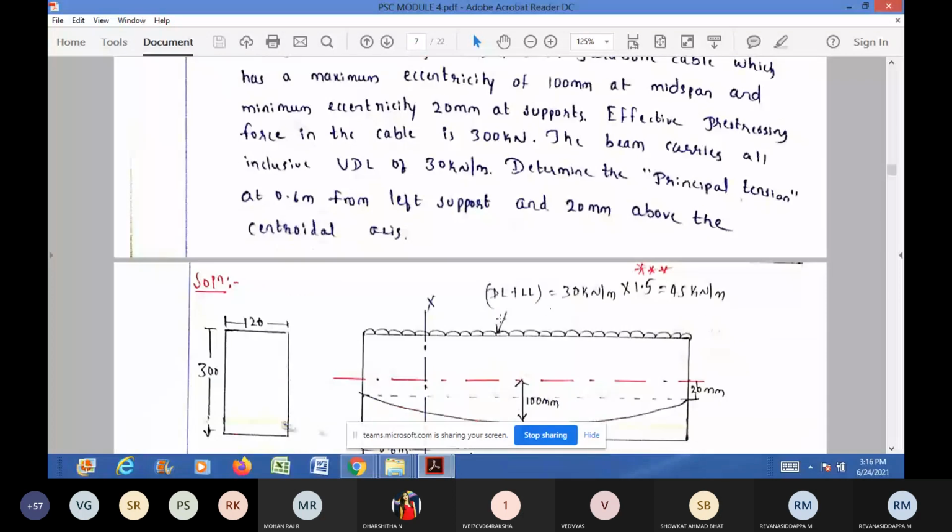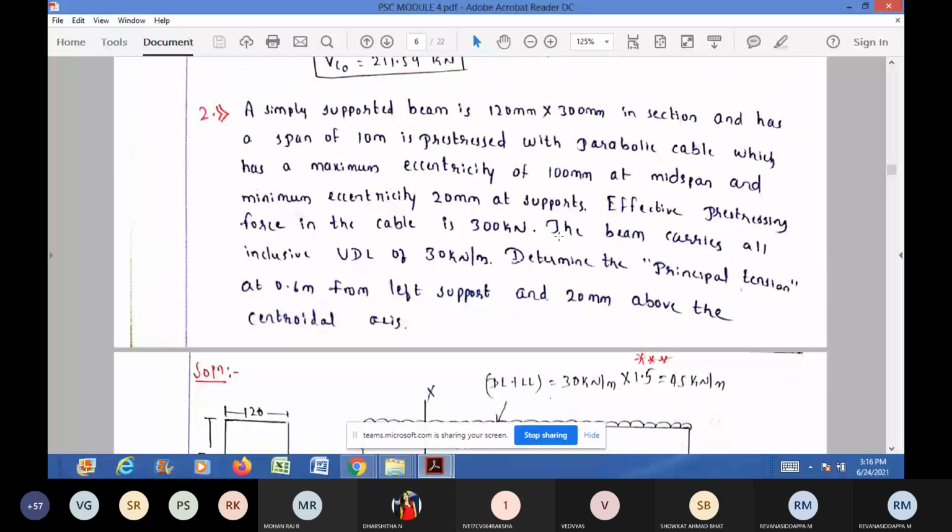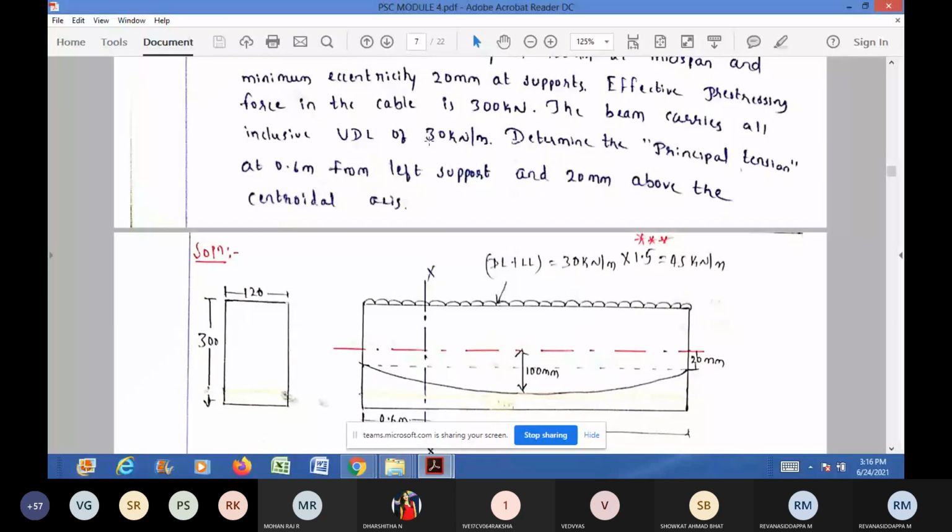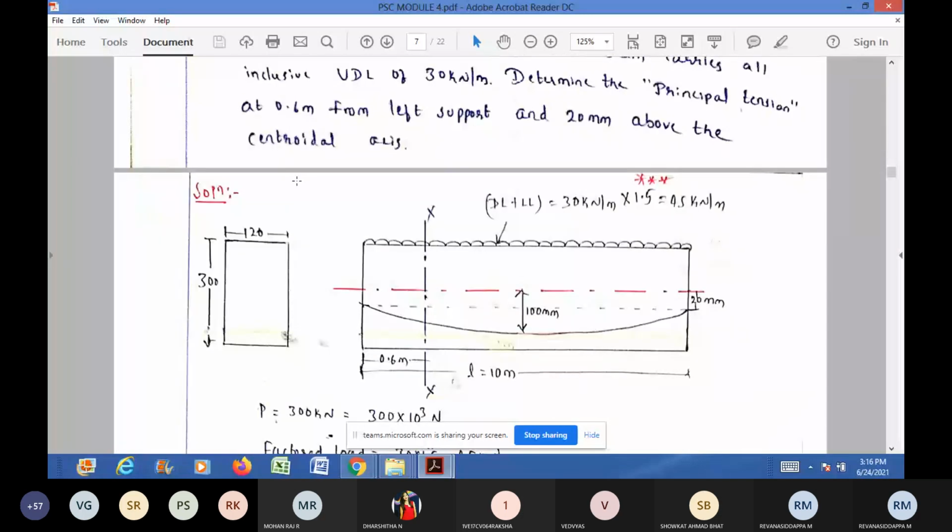Effective pre-stressing force in the cable is given as 300 kilonewton. The beam carries a UDL inclusive of 30 kilonewton per meter. In this problem, it is asked to determine the principal tension or the principal stresses at 0.6 meter from the left support and 20 mm above the centroidal axis. I'll explain you while solving the problem.